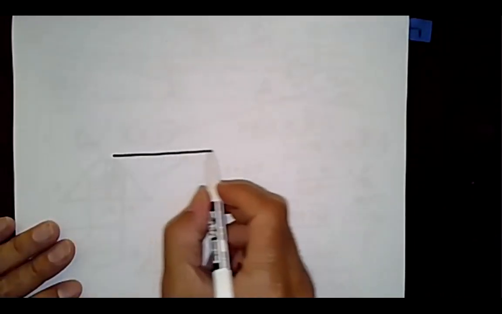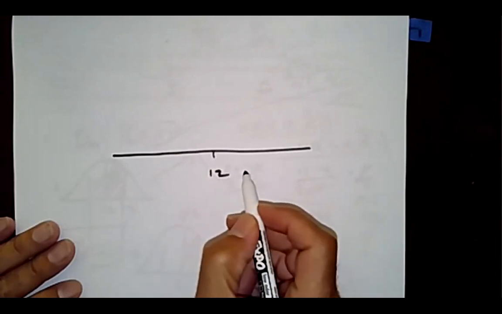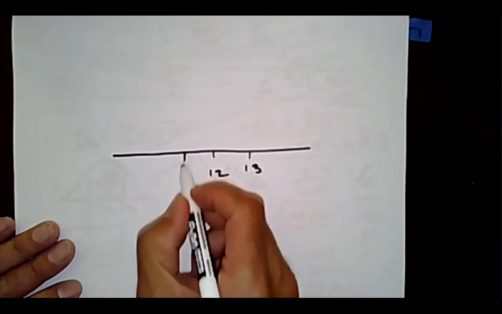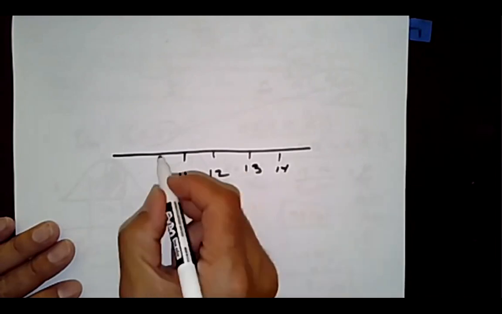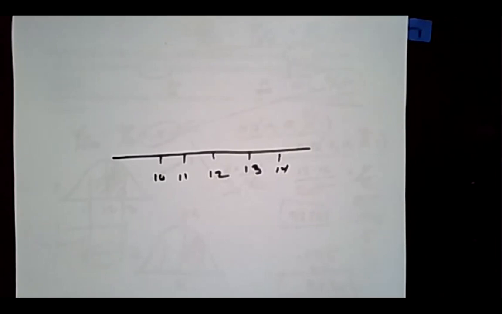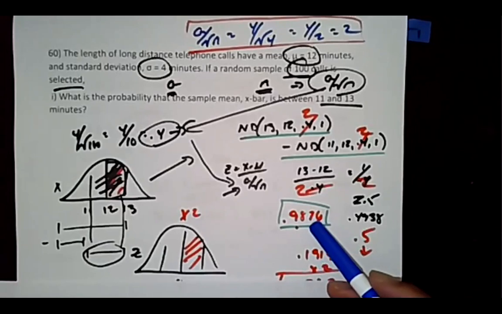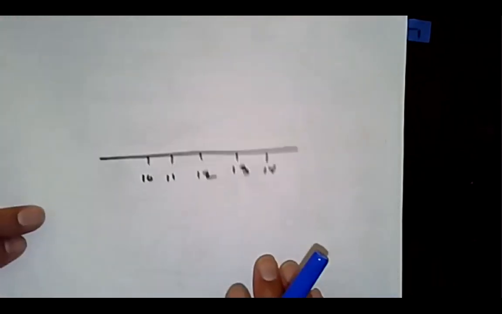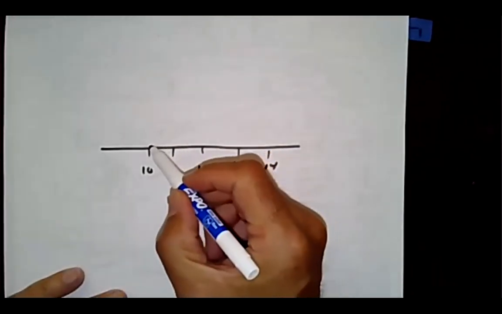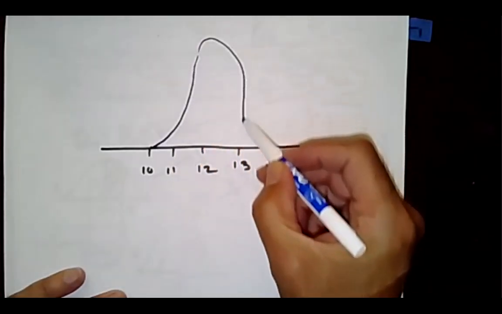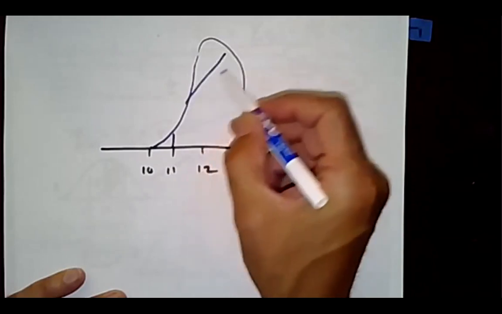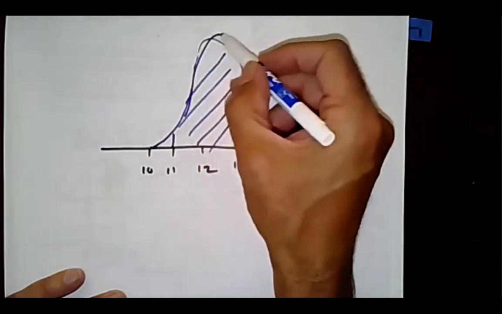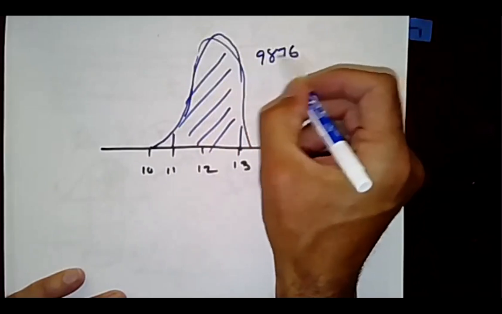Okay. Does this make sense? Here's my number line. Here's 12. Here's 13. Here is 11. Here's 14. Here's 10. With the first problem, 98% of the values were between 13 and 11. So that meant roughly the graph looked more like this, where all of this, again, a little lopsided, is roughly 98.76%.